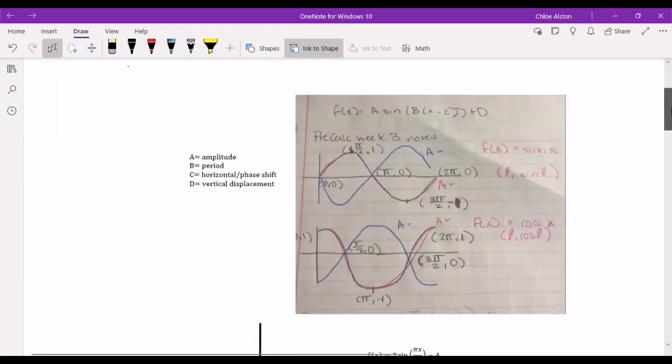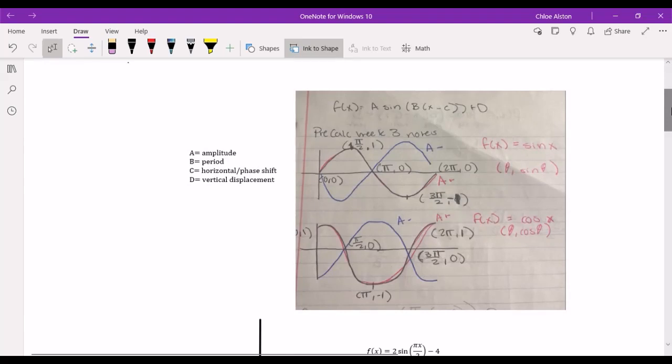So let's first go over the basics. At the top where it says f of x, this is the transformation function. A sine or cosine of B times x minus C, plus D, where A is the amplitude, B is the period, C is the horizontal/phase shift, and D is the vertical displacement. The amplitude is the height from midline to peak. The period is from peak to peak. The horizontal or phase shift is left and right movement, and then vertical is up and down.